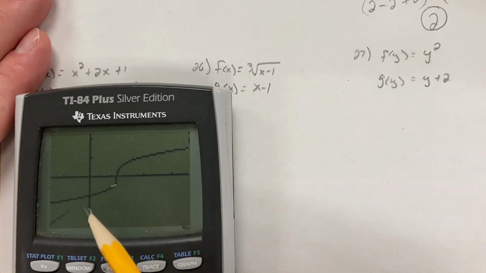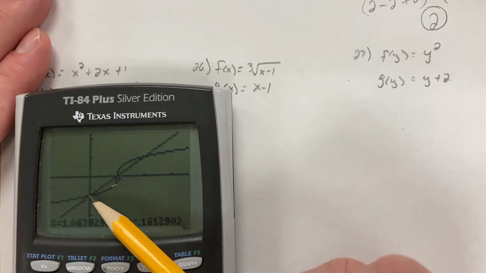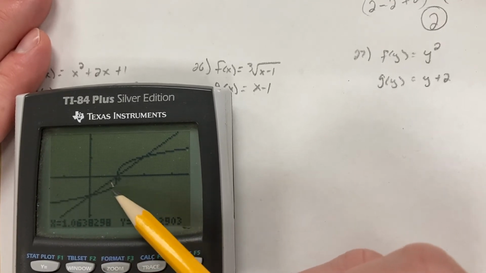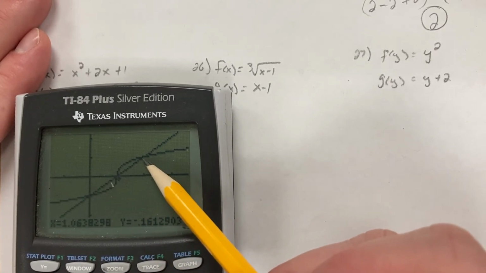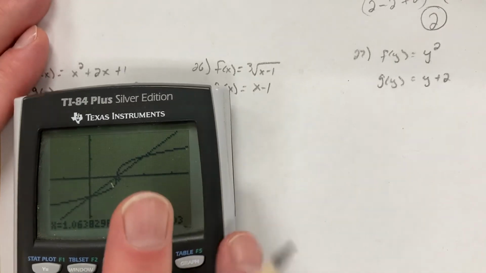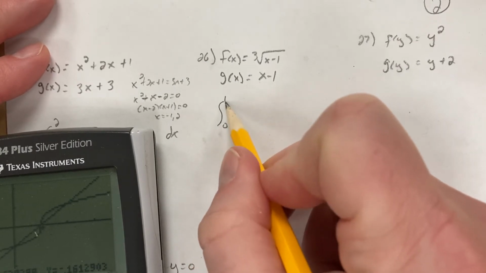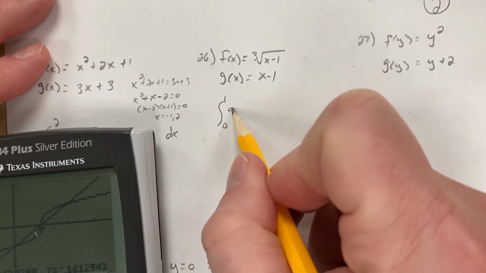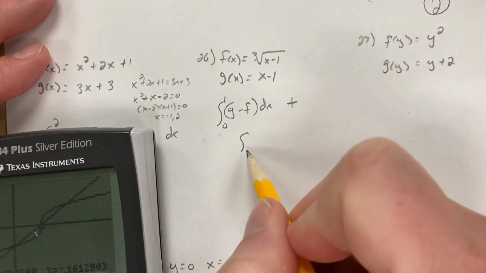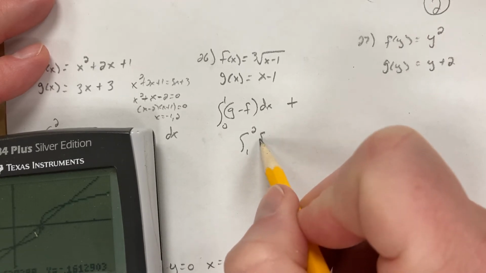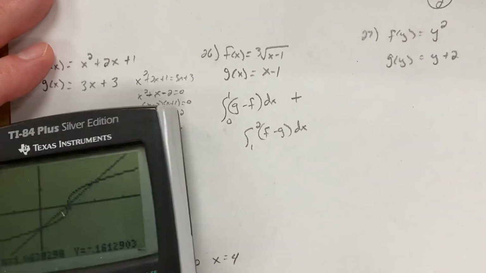So here's our cube root function, and you can see that we're hitting a value here at 0. That's our intersection. The line is above from 0 to what appears to be 1, and then it's below again from 1 to what appears to be 2. So if I was setting this up, I would set it up as the integral from 0 to 1 of the line g of x minus f of x, plus from 1 to 2 the f function minus the g function. So that would be the setup based on what we're seeing here.